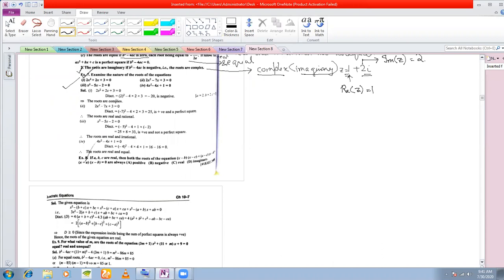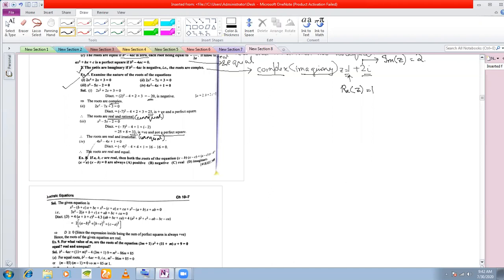You can see how they have examined the nature of the roots here. The discriminant they have found is minus 20. Therefore, they have concluded that the roots are complex. Here they have found the discriminant to be 25, which is greater than 0 and also a perfect square. Therefore, the roots are real, rational, and unequal. Here they have found the discriminant to be 33, which is greater than 0 and not a perfect square. Therefore, the roots are real, irrational, and obviously unequal.